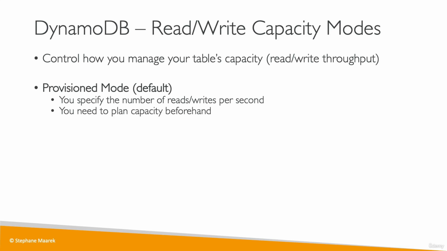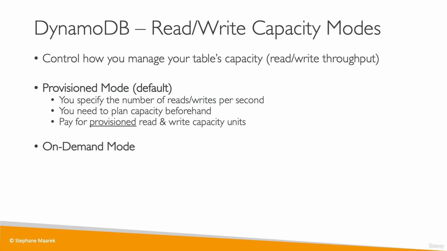So you need to plan your capacity beforehand. You're going to pay for whatever is provisioned. So if you say I want 10 read capacity units and 5 write capacity units, you're going to pay for that every hour. And you have the option to do auto scaling, as we'll see very soon.